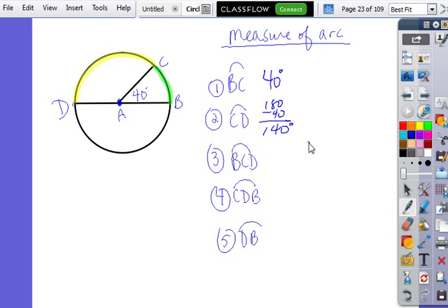If I go to BCD, well, that's a semicircle. So that's got to be 180. That's half.